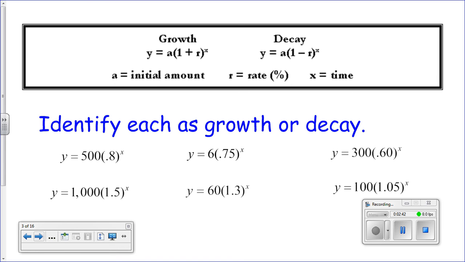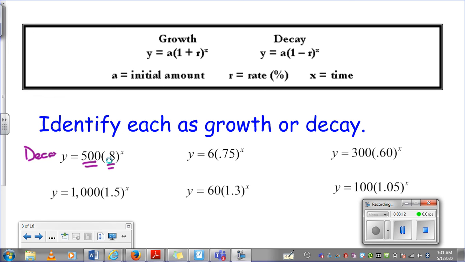So in each, I want to identify each as growth or decay. This one's decay. What this means is I'm starting off with 500 of something. So maybe this is money. So this means I'm starting off with $500. And this would mean it's decay because it's between 0 and 1. Now, I'd like for you to figure out the rate of decay.